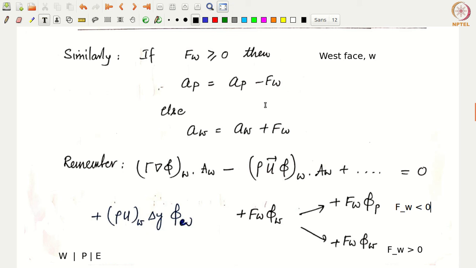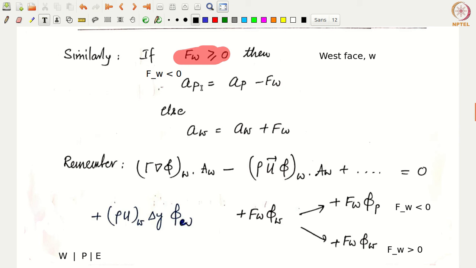I think this has to be changed. This is not correct. So if FW is positive, right, then this is not correct. Essentially, this has to be, if FW is positive, then AW has to have AW plus FW, right? Because this contribution goes into AW with a positive sign, right? And if FW is negative, so this is not correct here. So you need to modify this. This is when FW is less than 0.